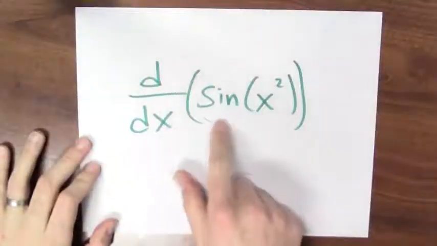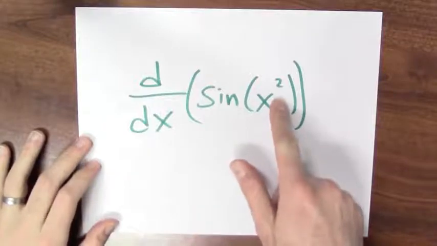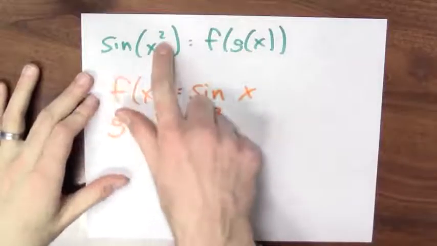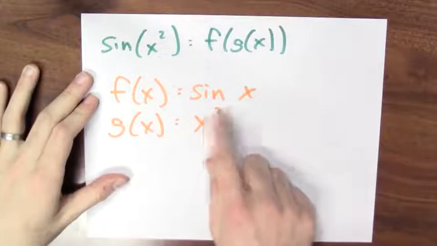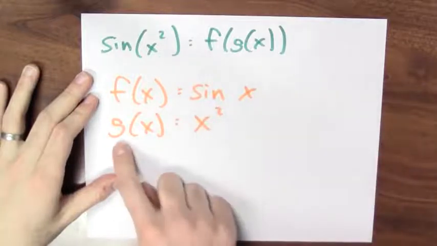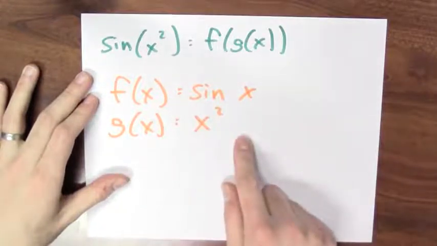Let's combine the chain rule and the derivative of sine to differentiate a slightly more complicated function. Let's try to differentiate sine of x squared. We can realize this function as the composition of two functions. I can write sine of x squared as the composition of f and g, where f is the sine function and g is the squaring function.